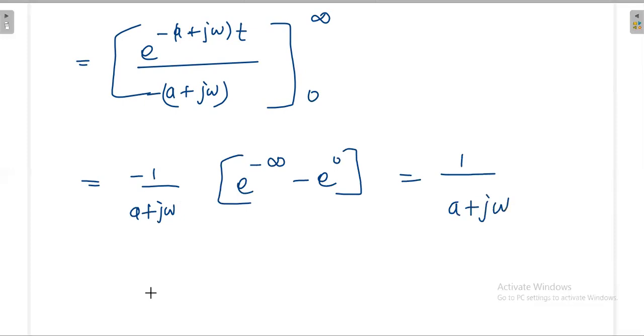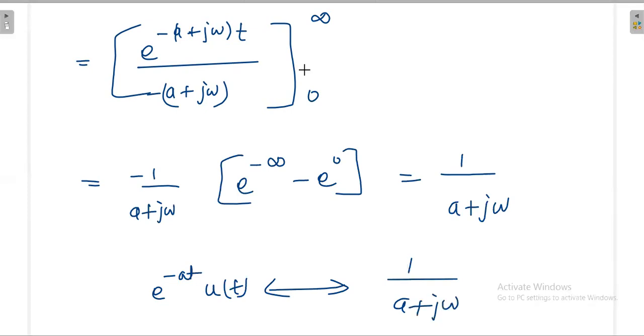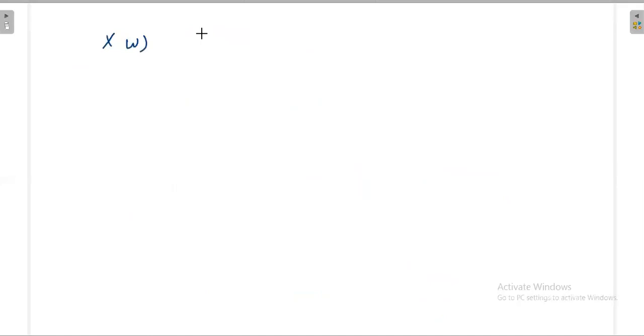So for a given exponential decay signal, what is the Fourier transform? 1 by (a plus jω). So the Fourier transform for this signal, X of ω, is equal to 1 by (a plus jω). Then what is the information in the frequency domain?